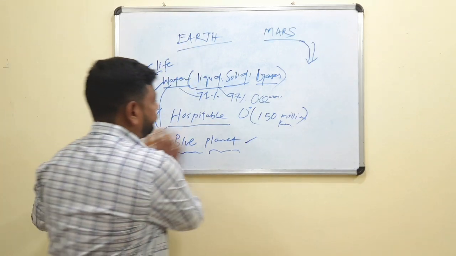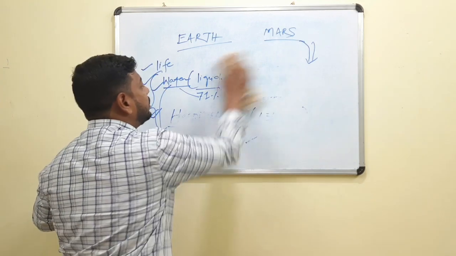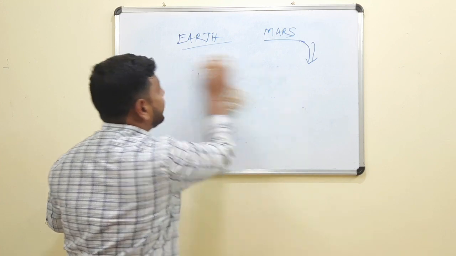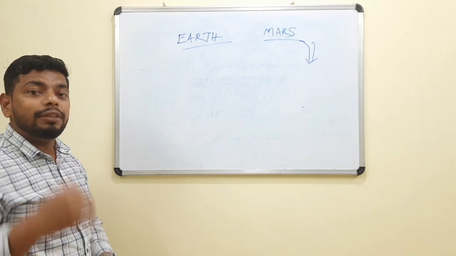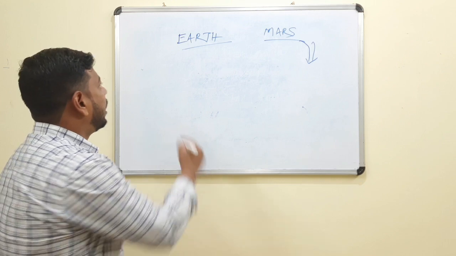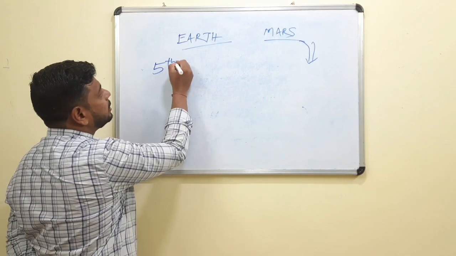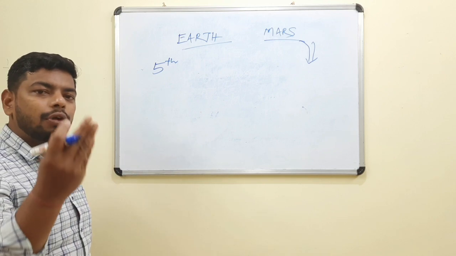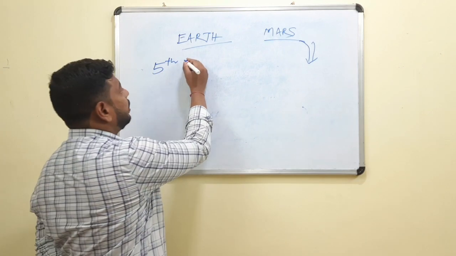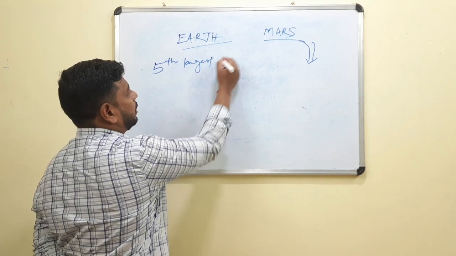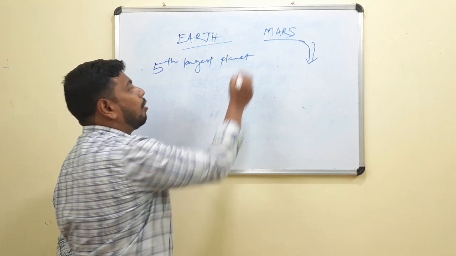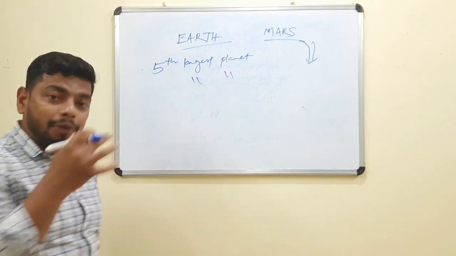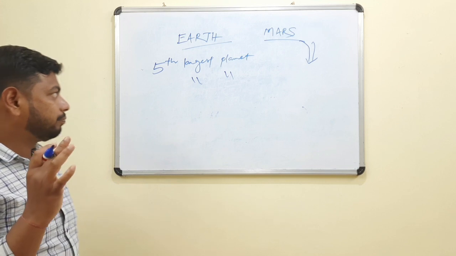Okay, next one. Related to Earth, we know that Earth is the largest planet among the terrestrial planets. Earth is the fifth largest among all the 8 planets. After Jupiter, Saturn, Uranus, Neptune, Earth is the fifth largest planet. But it is the largest among the terrestrial planets, right?